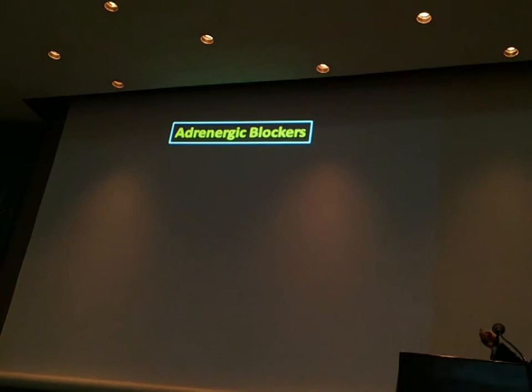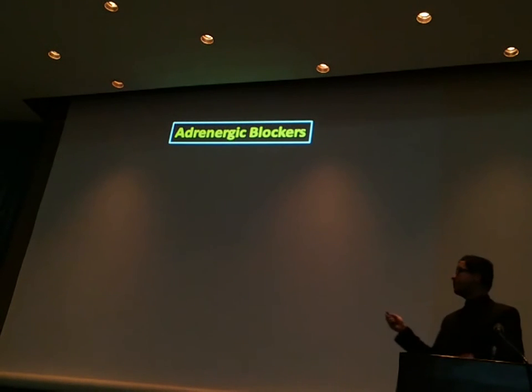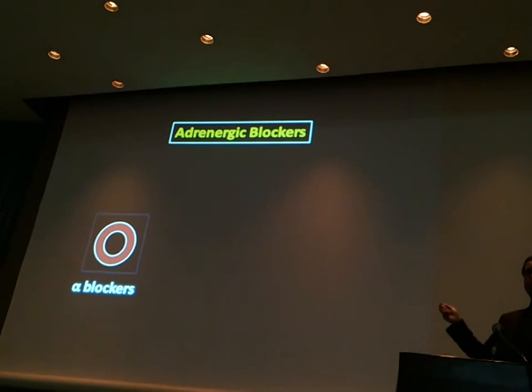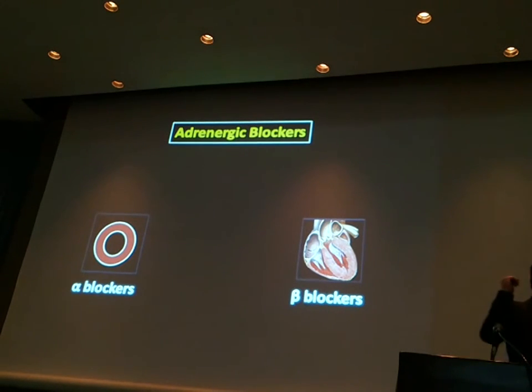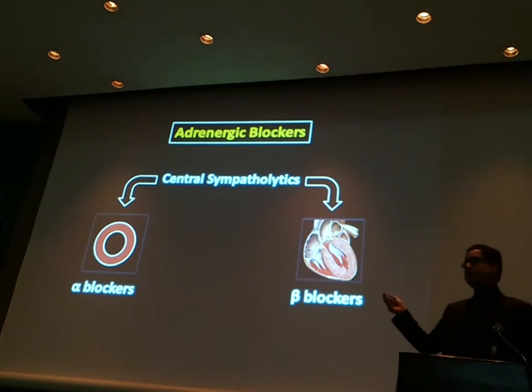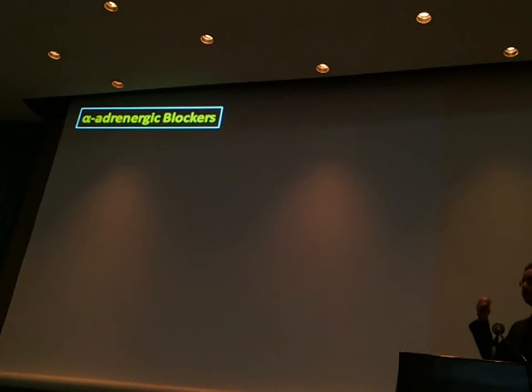Okay, so as you remember, the adrenergic blockers are divided into three limbs, and these are the alpha blockers, and the major function would be on the blood vessels. The beta blockers, particularly the cardioselective ones, the major function would be on the heart. And we have another class. Okay, I told you, I'm going to give you a break. So keep silent for 2 minutes. And the third class is the central sympatholytic drugs that will target both functions, or a global reduction in the sympathetic activity. Now, I'm going to discuss only the alpha adrenergic blockers.